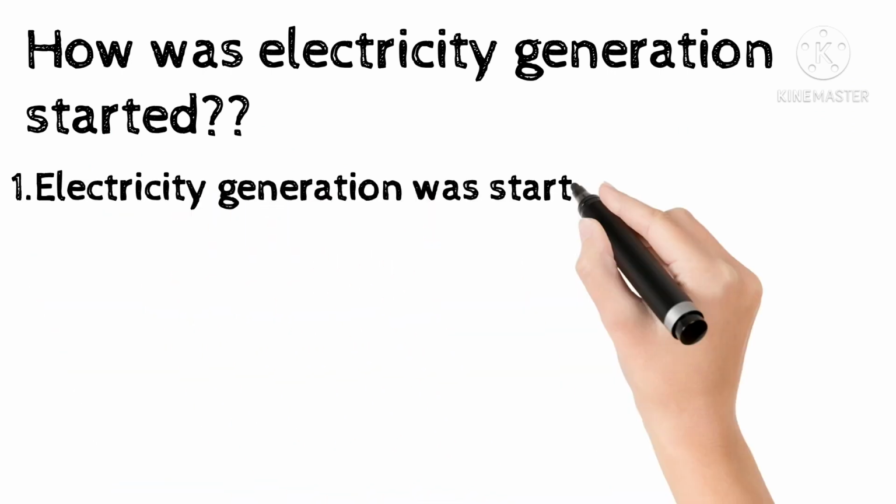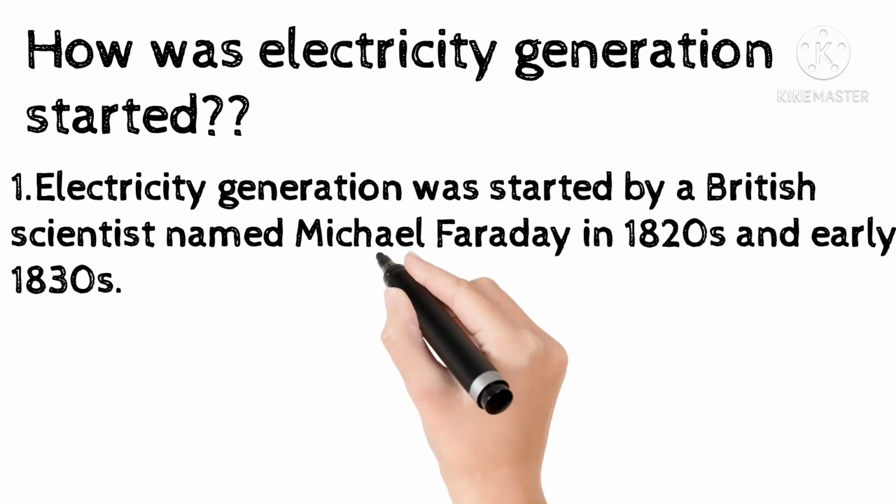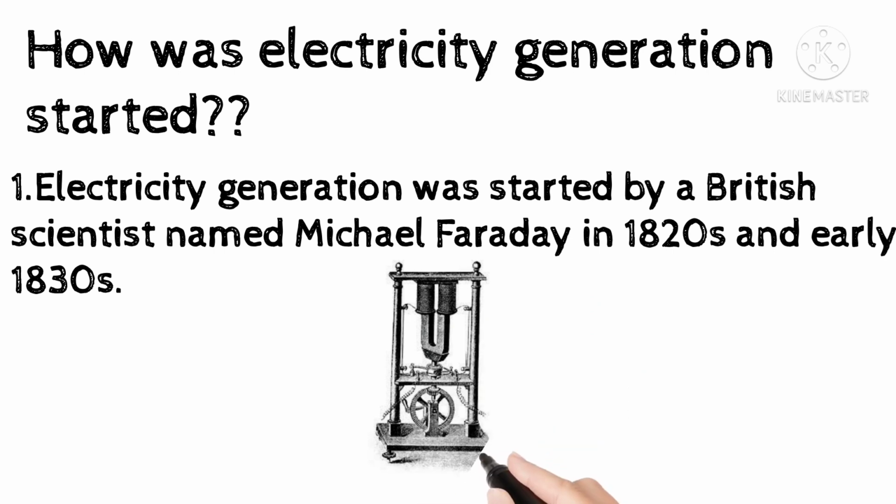So let's begin. Electricity generation was started by a British scientist named Michael Faraday in the 1820s and early 1830s. So Michael Faraday was a British scientist who started electricity generation in the 1820s and the early 1830s.